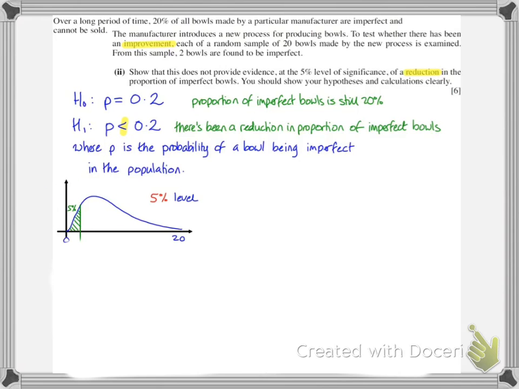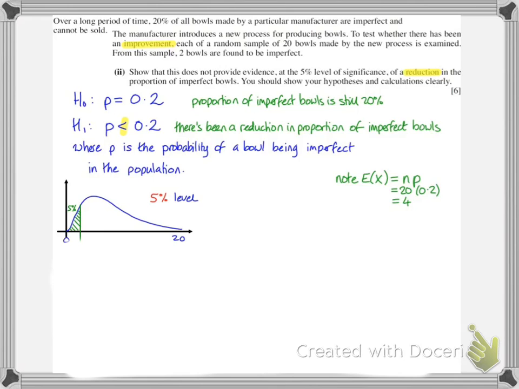Sometimes I like to just think about the expected value. In this case, np, 20 multiplied by 0.2, is 4. So the most likely number is around here, I'm expecting about 4 bowls to be faulty if p is 0.2. So if I get less than 4 bowls, I might have some evidence that there's been an improvement. But how much less? That's what the test is going to do for us.